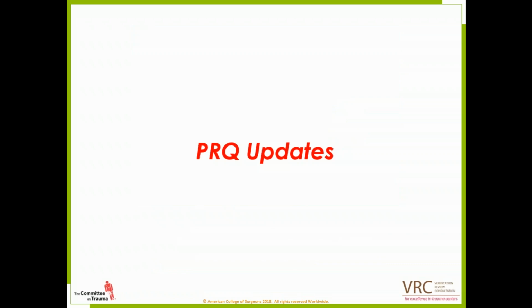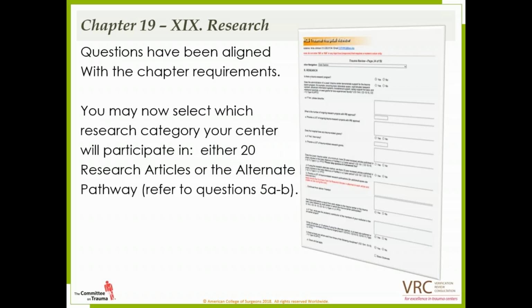So we're going to go with some PRQ updates that we've made. Some of you may be currently working in your PRQs, and if that's the case, we will go ahead and reach out to you guys. But just want to point out that we've updated the Chapter 19 research segment in the PRQ and also in the Word document. And again, this is just for level 1 adult trauma centers and level 1 pediatric trauma centers. So what we've done is we've made it a little bit more cohesive, where it's aligned with the chapter requirements.